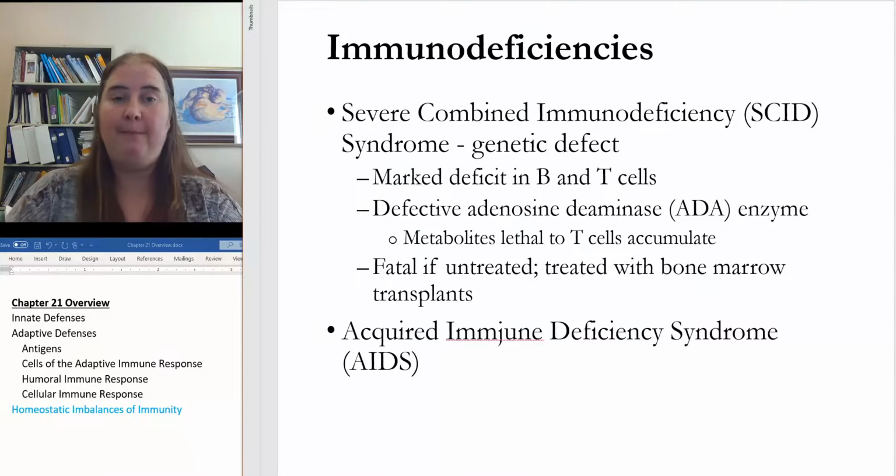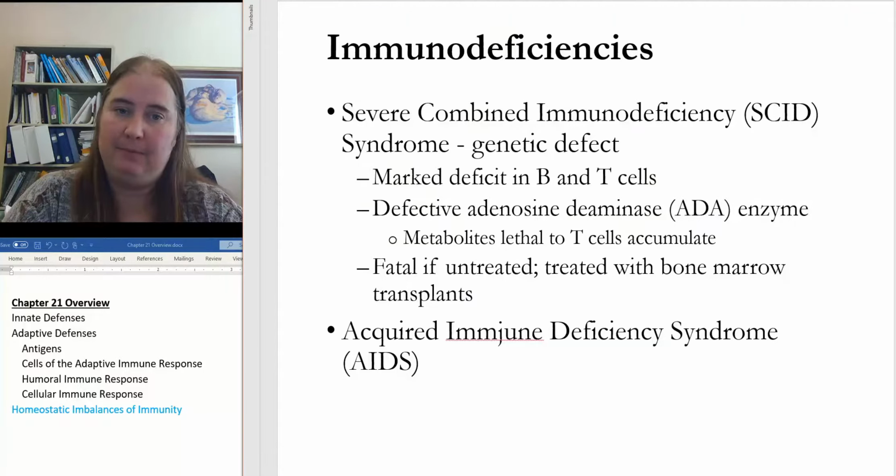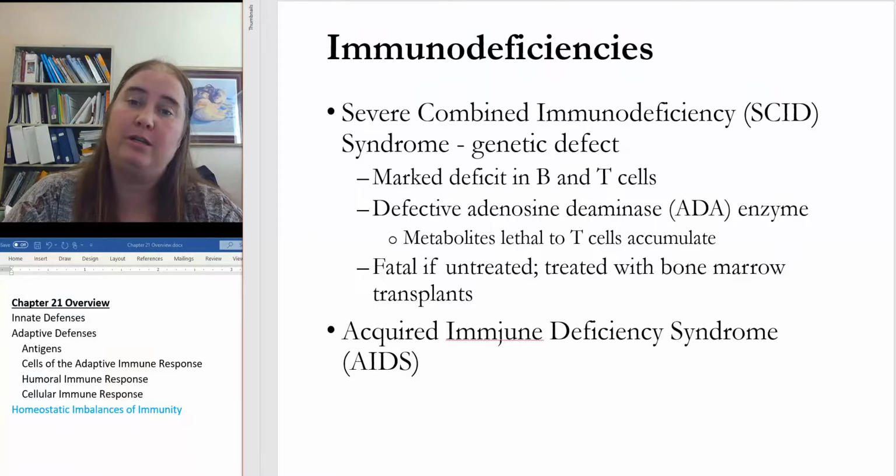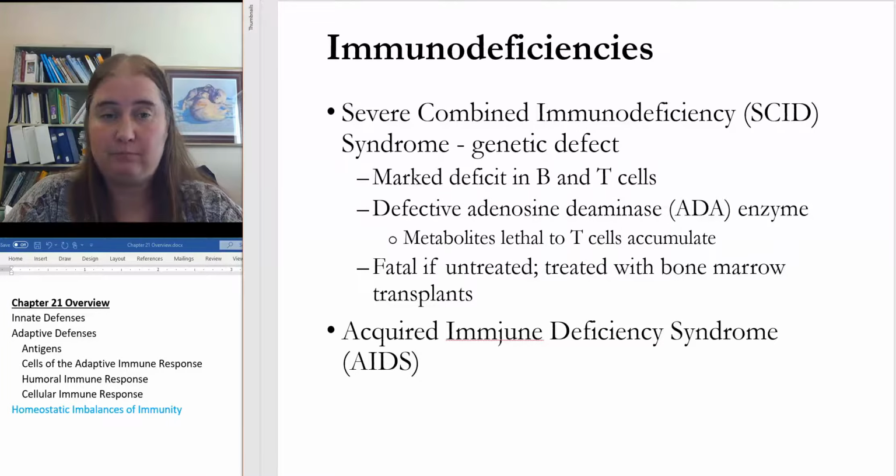Okay? And what happens is you have an enzyme called adenosine deaminase. Okay, and adenosine deaminase essentially is mutated. So there's a genetic mutation to it. And when it becomes mutated, it creates a metabolite that is lethal to T cells. So what happens is you can't make T cells properly, which means you don't really get your B cells activated, because remember, our T cells are needed for our B cells. Okay, if left untreated, this is fatal. So it'll kill you. So typically the best course of treatment is a bone marrow transplant.